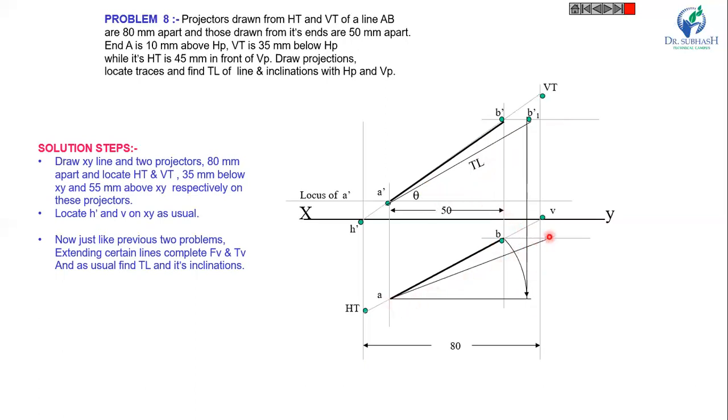Similarly, you can find the true length here. This point is B1. This inclination is phi. And it is a true length. Front view, top view. And as we discussed, this distance is 10 mm, 35 mm, and 55 mm.